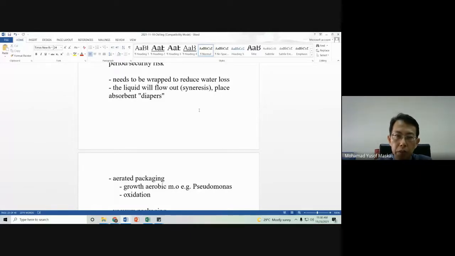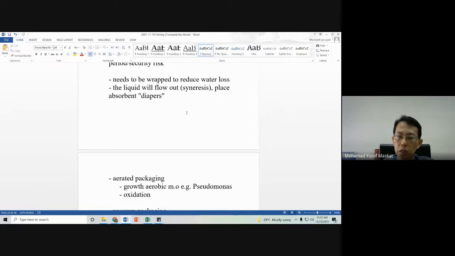Okay, so we need to wrap it. Also in cut poultry products, for example the thighs or the breasts, usually the problem is syneresis, where liquid will flow out even though the meat is still intact, because it has been cut and we have damaged the microstructure. So there will be a flow of liquid from the cut product into the surrounding.